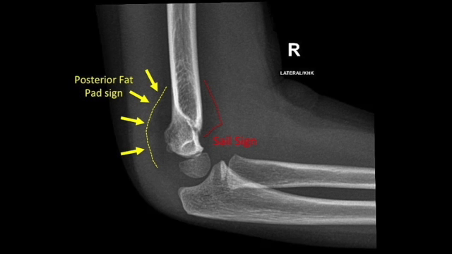Diagnosis, displaced: abnormal anterior humeral line may be seen on lateral radiographs. Non-displaced: displaced anterior fat pad sign or posterior fat pad sign, hemarthrosis, is suggestive of fracture. Very important.